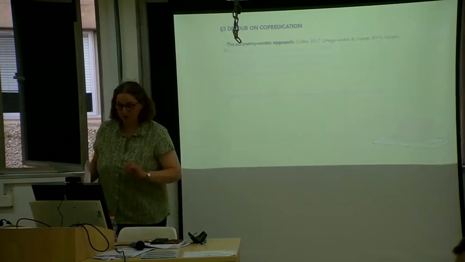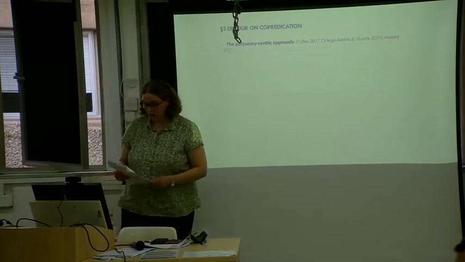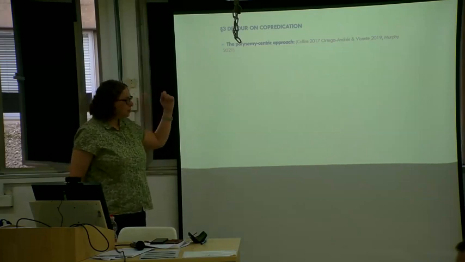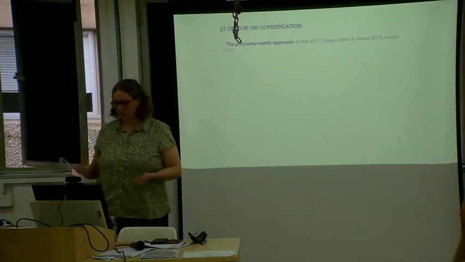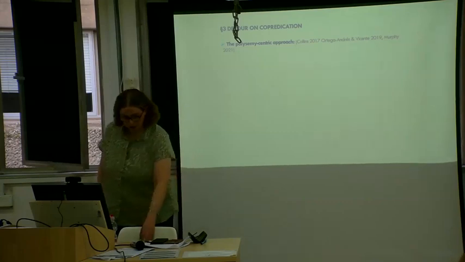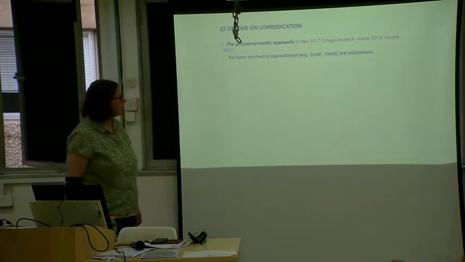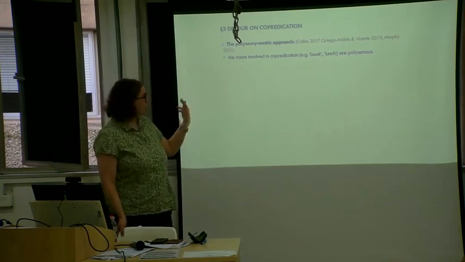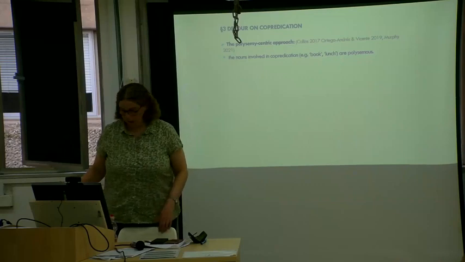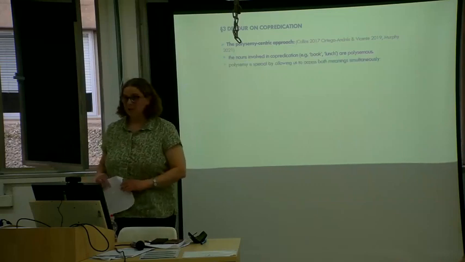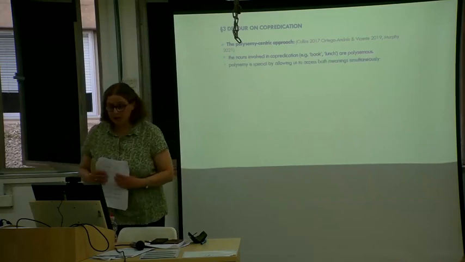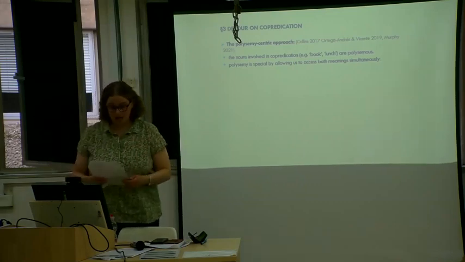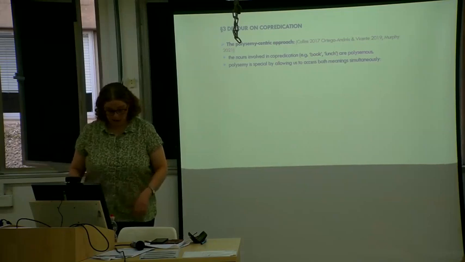So one account I briefly want to talk about is the polysemy-centric approach. This approach takes inspiration from all these observations about polysemy that we saw earlier. The main idea behind this approach is the following. First, it's claimed that in every case of copredication, the relevant noun, book, lunch, and so forth, is polysemous. The second claim is that polysemy is special precisely in that it's a kind of ambiguity that allows us to access both meanings simultaneously.